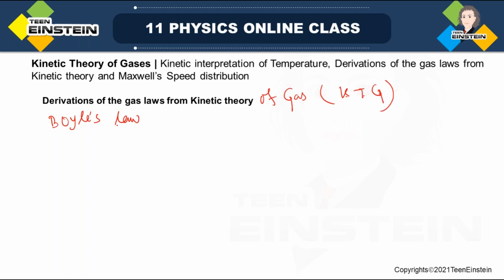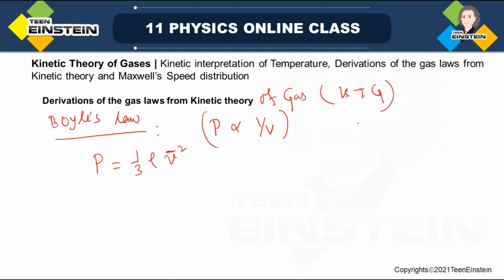Boyle's law. What is Boyle's law? We know that P is inversely proportional to V. This we have to prove from the kinetic theory of gas, KTG. In the kinetic theory of gas, we have got only one formula: P is equal to 1/3 rho v average square. From here we have to prove this law.